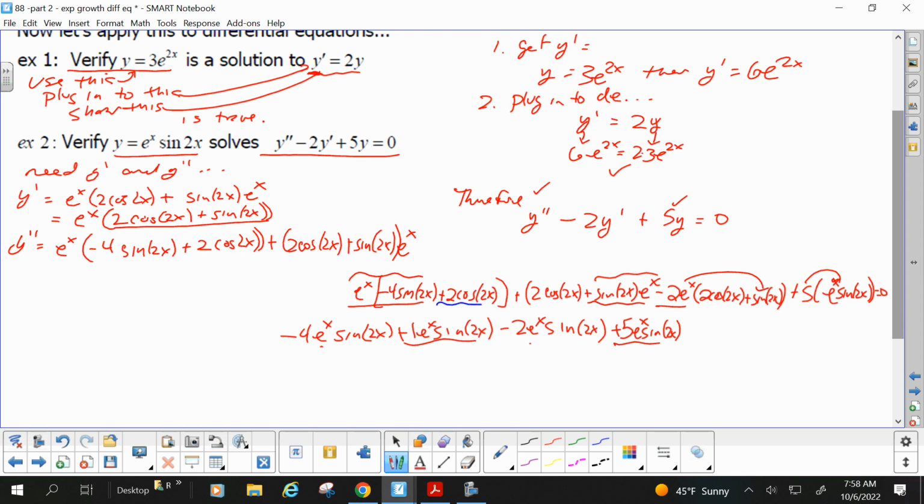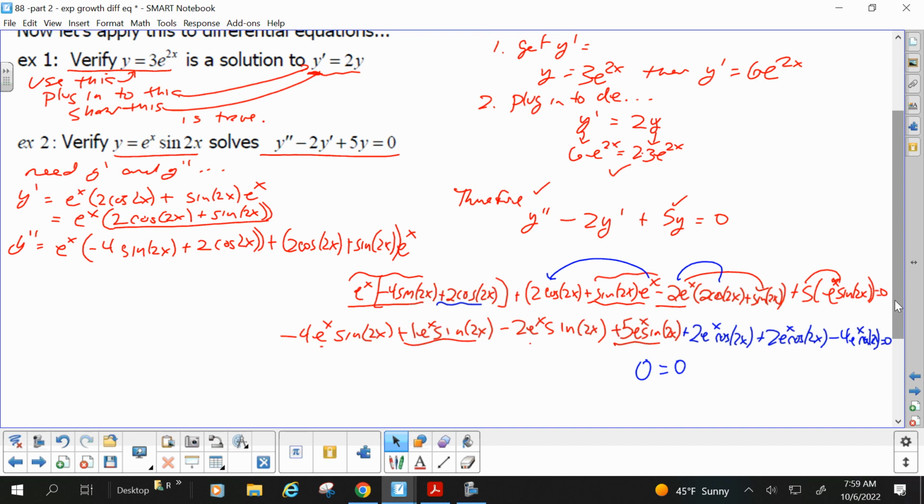The cosines, I'd have positive 2 e to the x cosine of 2x there, and negative 4 e to the x cosine of 2x there, and positive 2 e to the x cosine of 2x, and surely those equal 0. And so I get, now that's as ugly as you're going to get. Second derivative is pretty gross, and that's product rule also. It's pretty clever. But now you've seen the worst that you're going to see. All right?